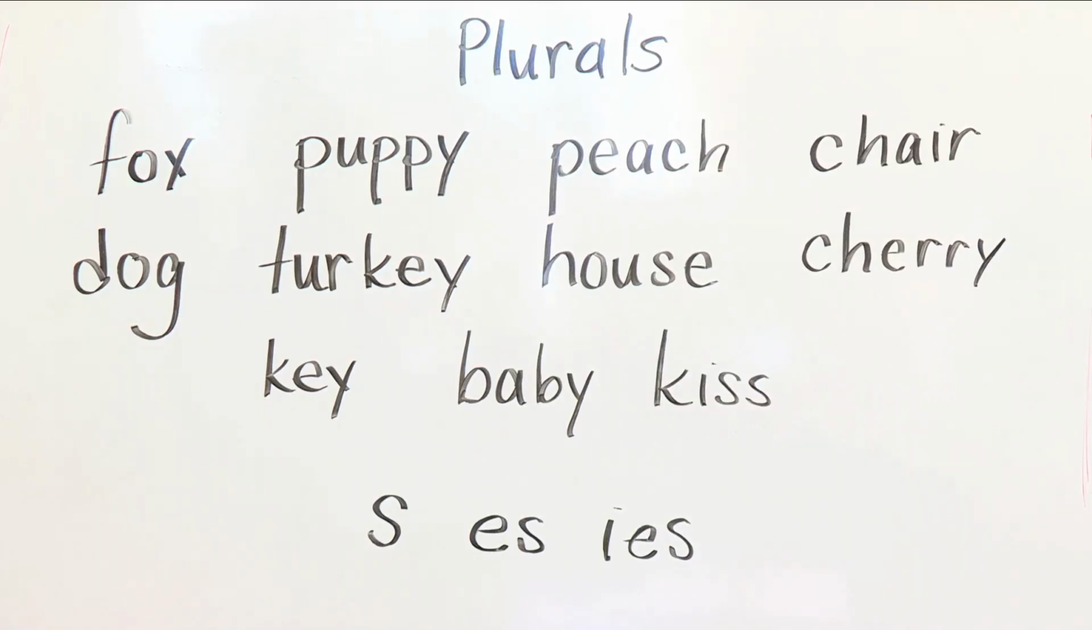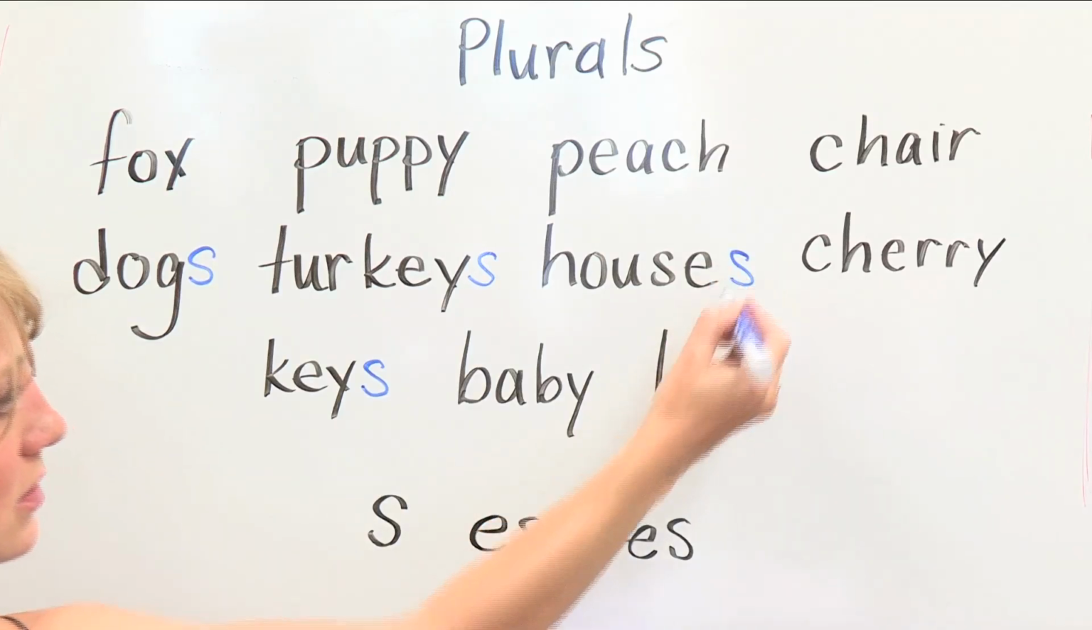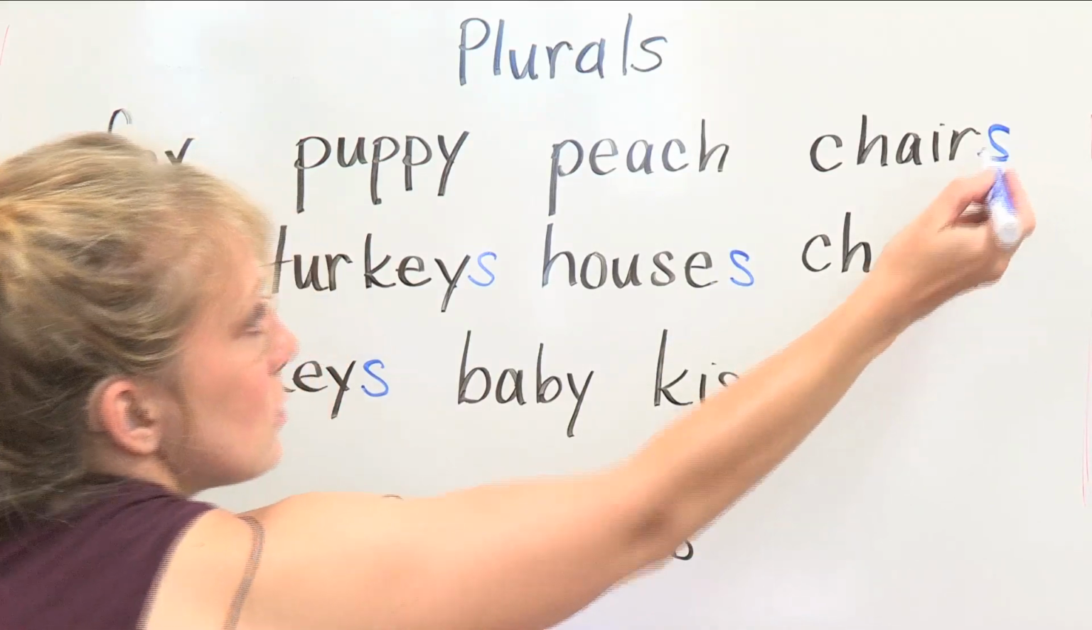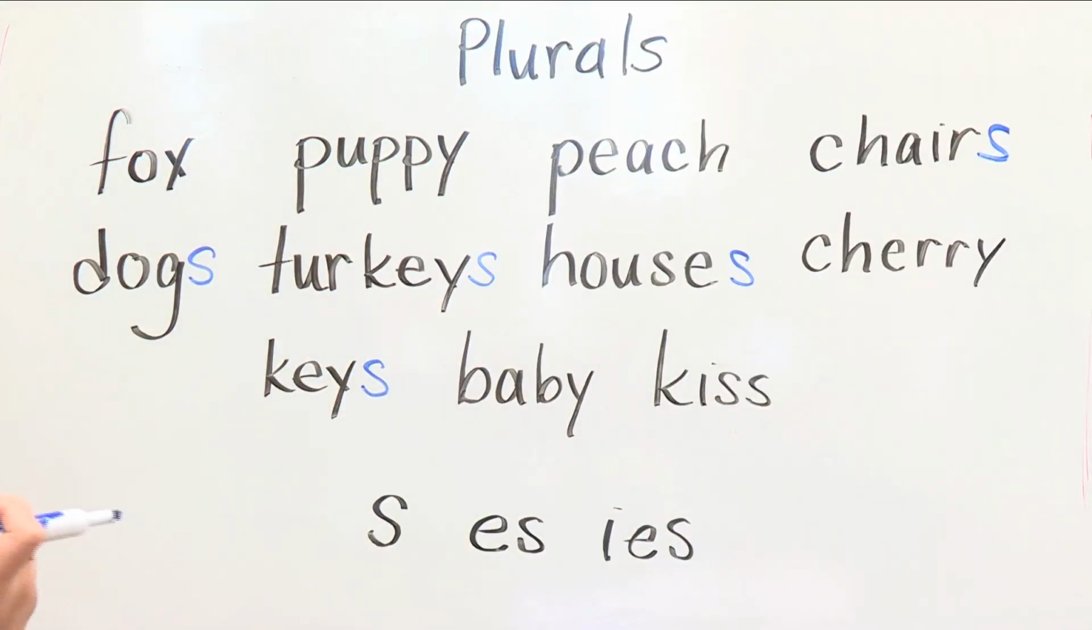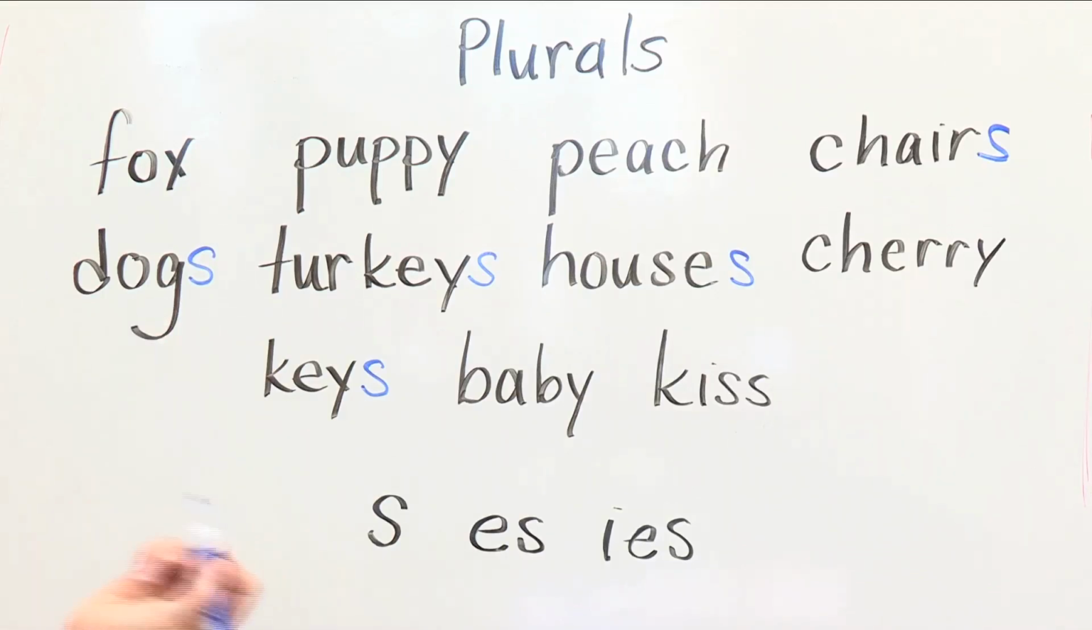So which words up here do I just add regular S? We have dogs, keys, turkeys, houses, chairs. So if you noticed that, we just added plain old S here. Now we can think about Y for a second, but before we do that, let's go to ES.